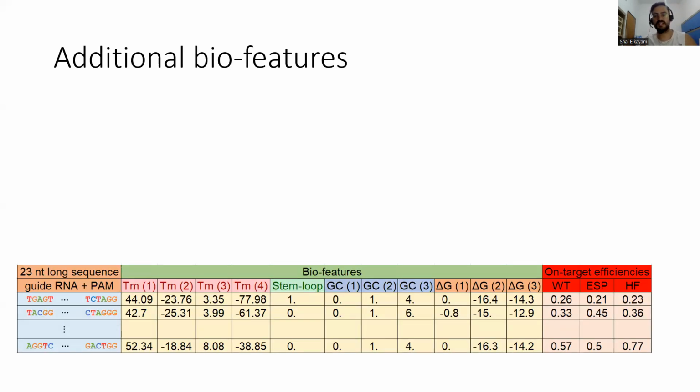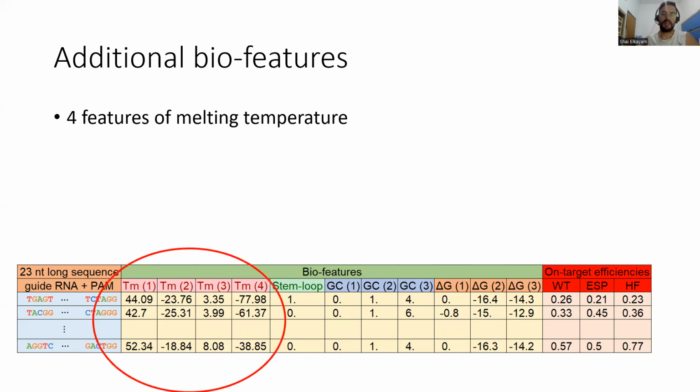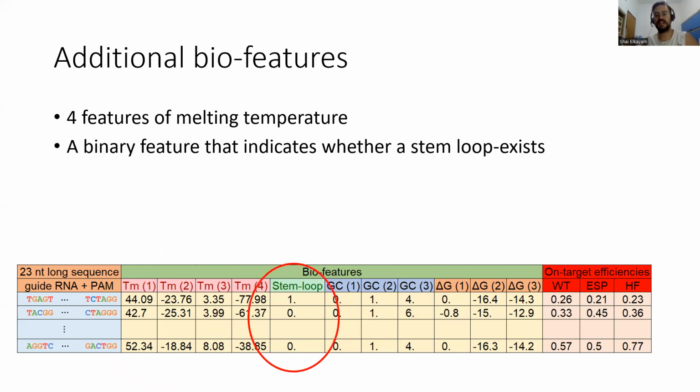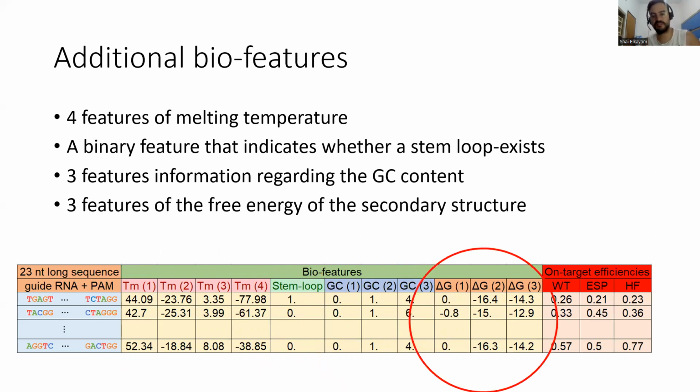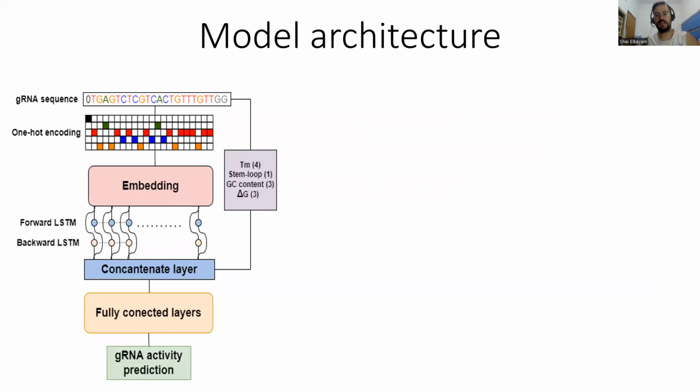In addition to the gRNA sequence, we also compute 11 biological features directly from the sequence that are known to affect the gene editing on-target efficiency. 4 features of melting temperature, a binary feature that indicates whether a stem loop exists, 3 features of information regarding the GC content, and 3 features of the free energy of the secondary structure. For the deep learning model, we have used a bidirectional LSTM network where the biological features are concatenated to the LSTM output and inserted into a fully connected layer.